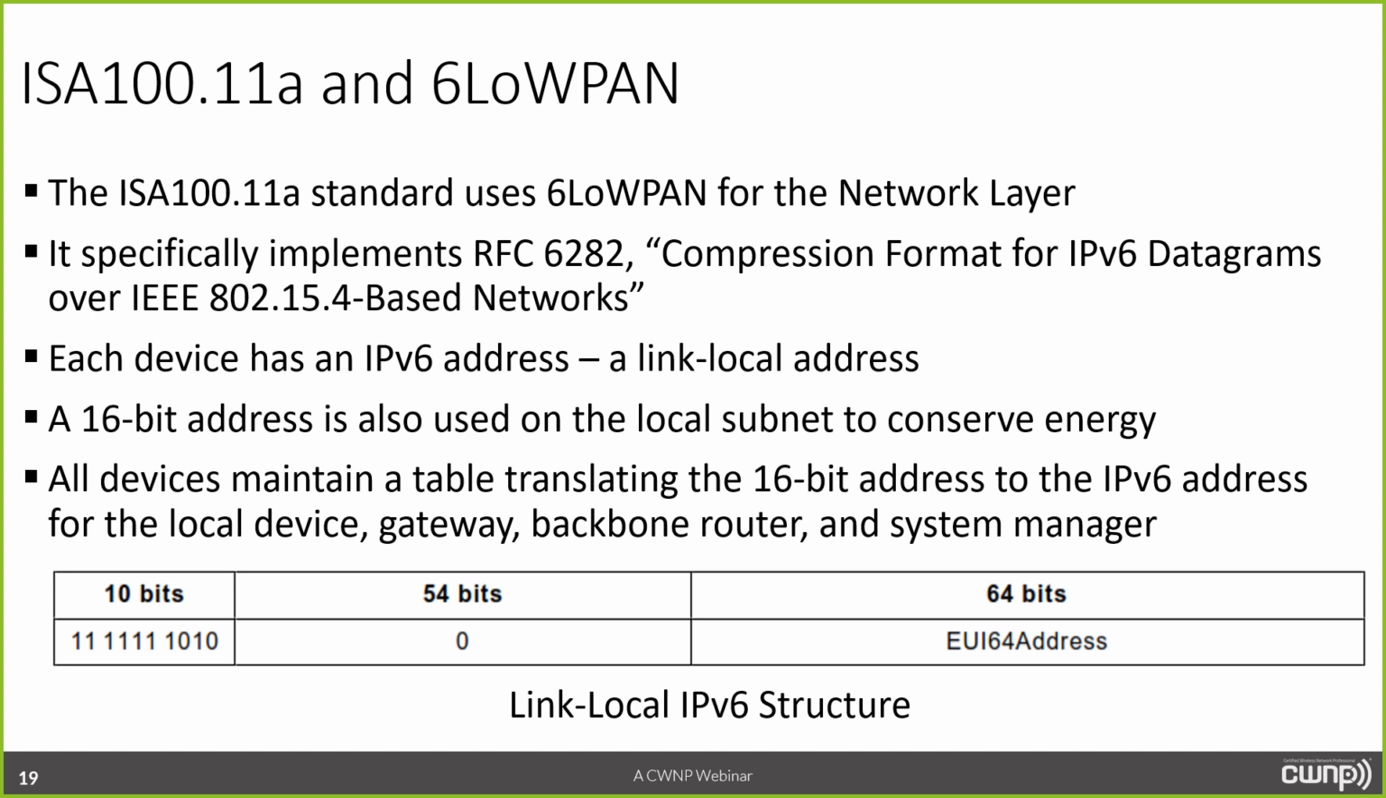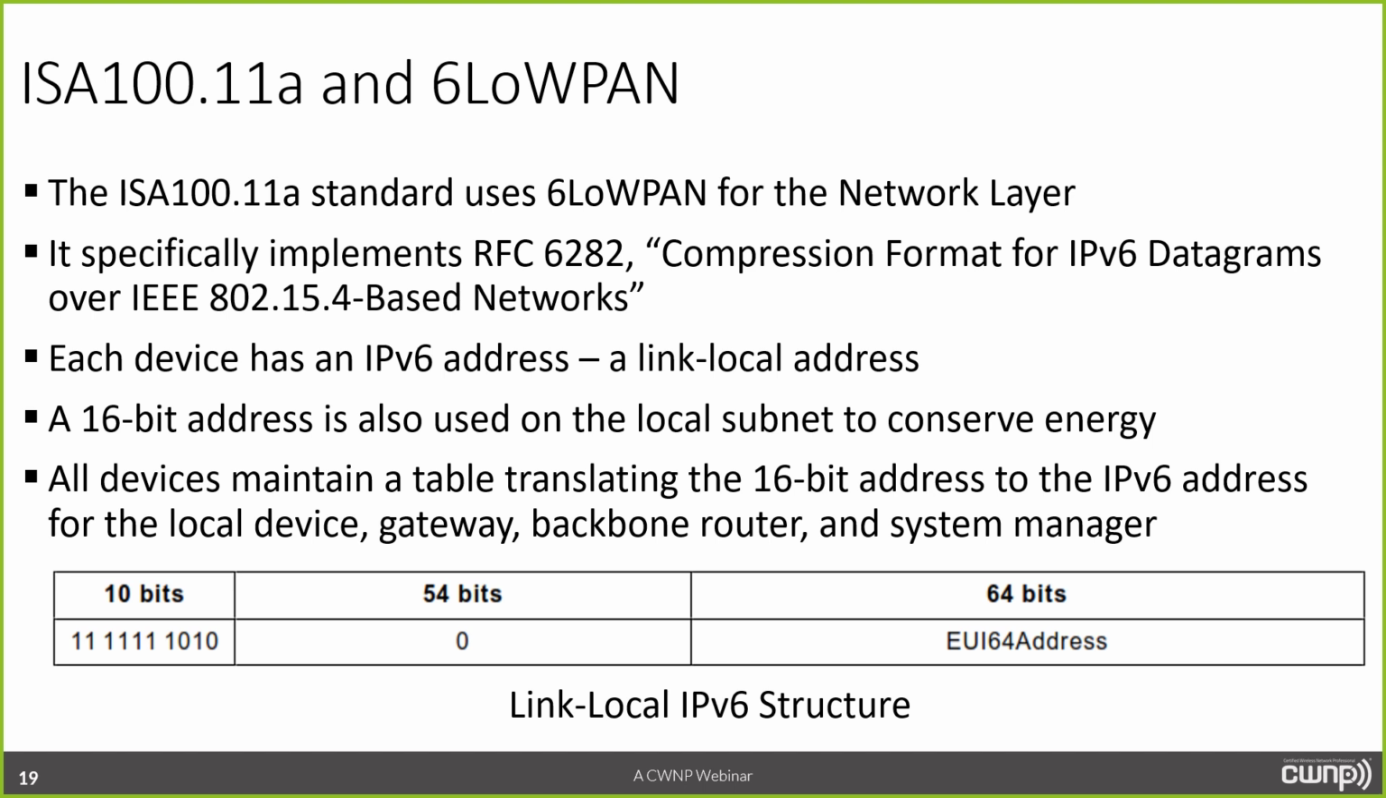6LoWPAN is an RFC specification by the Internet Engineering Task Force that specifies the use of 802.15.4. Okay, so part of the reason why ISA100.11a uses 802.15.4 is because it specifies 6LoWPAN for IPv6 operations, which in turn specifies the use of 802.15.4. So we do have the implementation of RFC 6282 compression format for IPv6 datagrams. So this is about header compression.